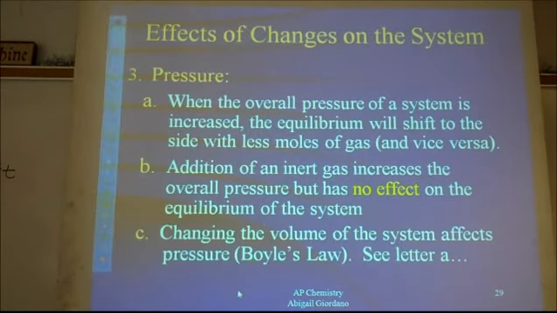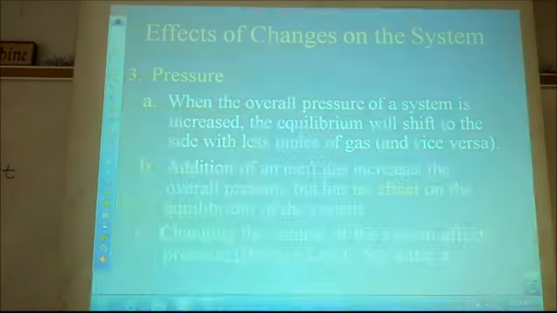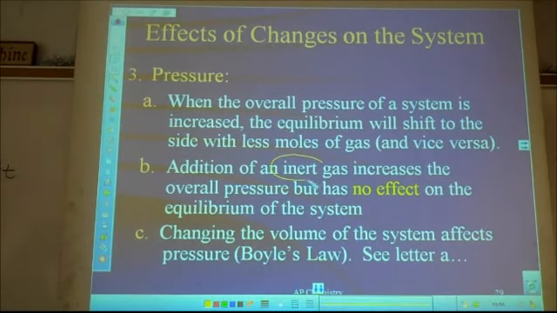So, ladies and gentlemen, to wrap this up, are you ready? Overall pressure of a system is increased. Equilibrium shifts to the side with less moles of gas and vice versa. Changing a volume is essentially changing a pressure. That's Boyle's law. And can anyone tell me what this word means?